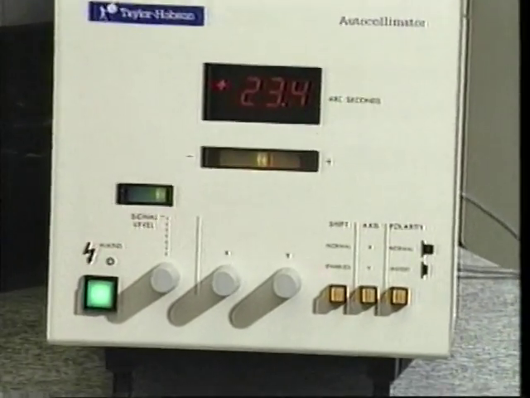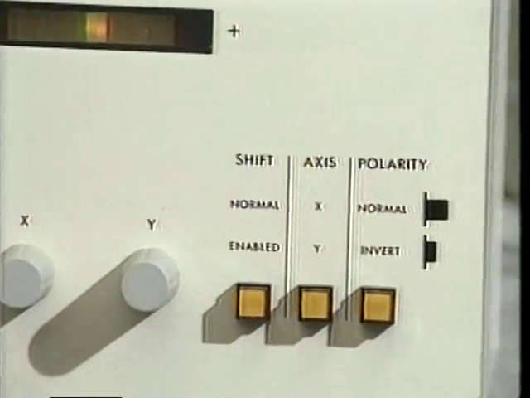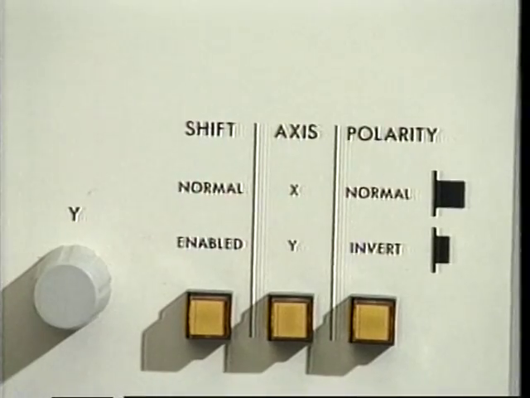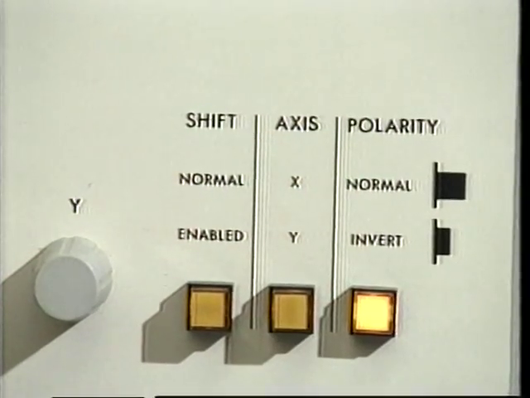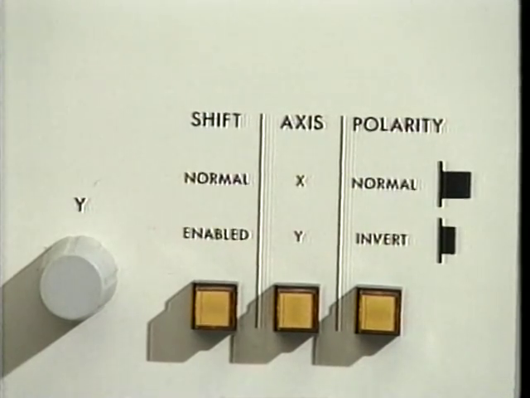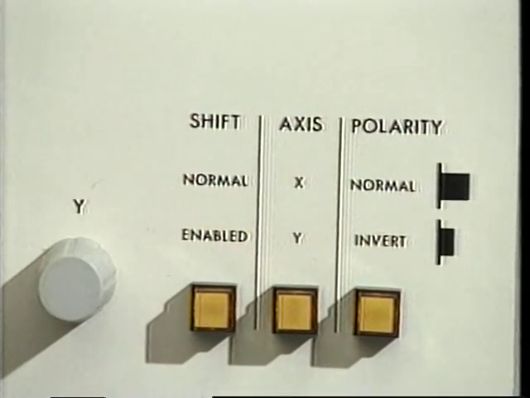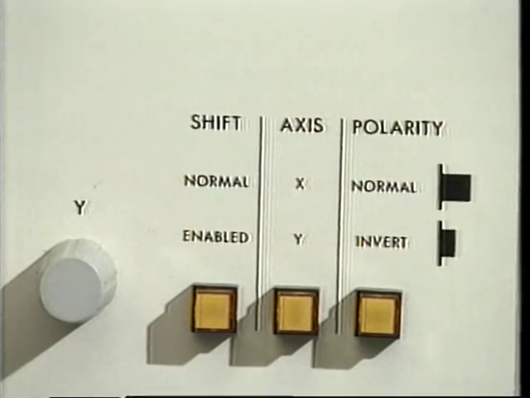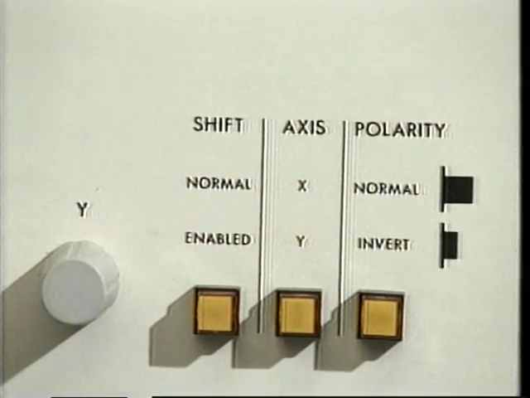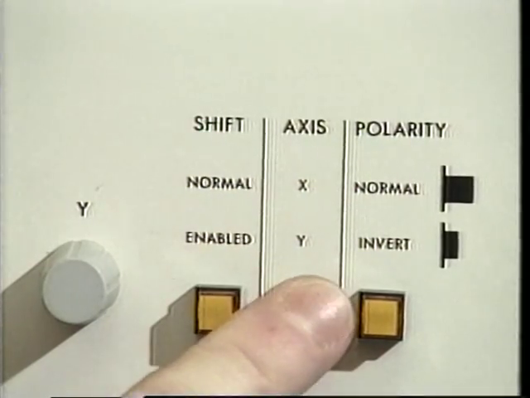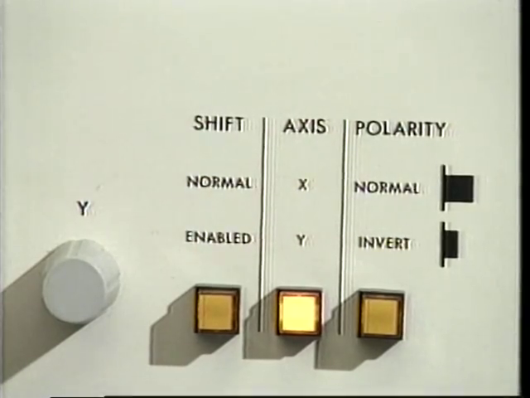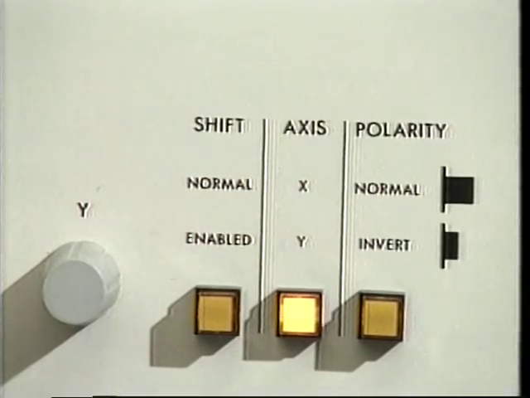In the lower right-hand corner of the console, there are 3 switches: the shift switch, the axis switch, and the polarity switch. When these push buttons are pressed in and latched, they become illuminated. Pressing these push buttons again causes them to unlatch. The axis switch setting determines which axis reading will be displayed. When the axis push button is unlatched, the x-axis is displayed. When the axis push button is latched in, the y-axis is displayed. In our experiment, we are interested in the y-axis reading only.